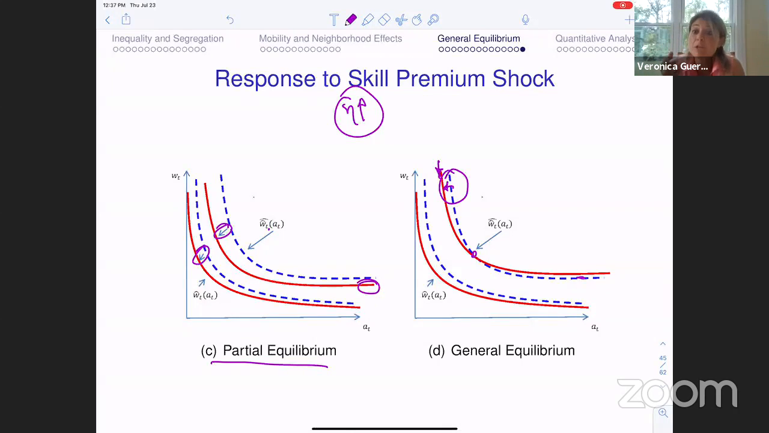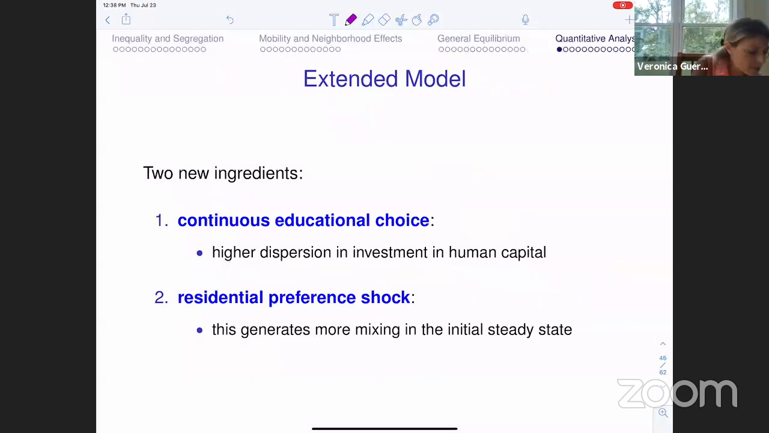And this means that the rich people who live there are going to have kids who are going to have an even higher return to education. So they're going to have an even higher income when they grow up. And the ones that are pushed back in B are going to have an even lower income. And so this is going to increase inequality even further. Okay. So this is the mechanism.